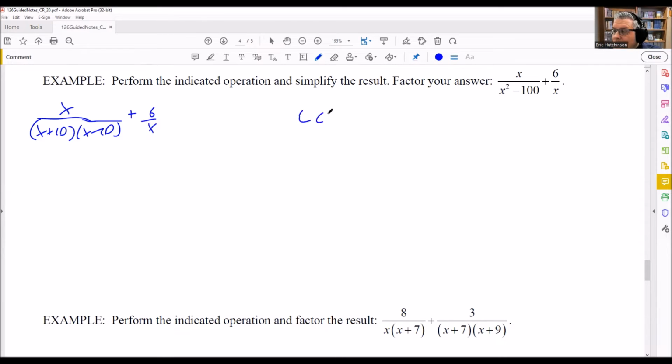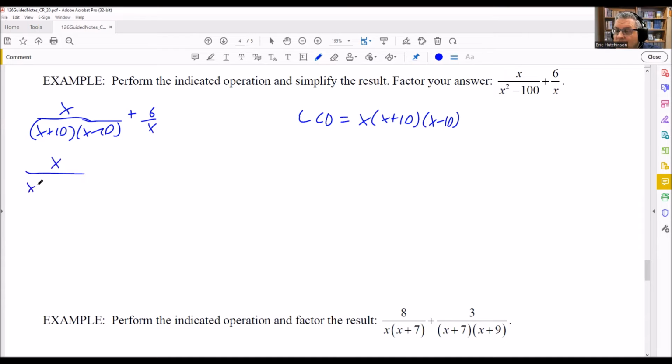So our least common denominator is just going to be all these multiplied together. The least common denominator has to be made up of everything that we see here. So it's going to be x times (x plus 10)(x minus 10). So what we want to do here is multiply each thing by what it's missing.